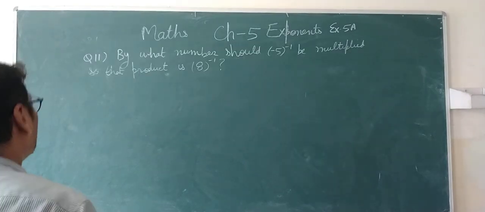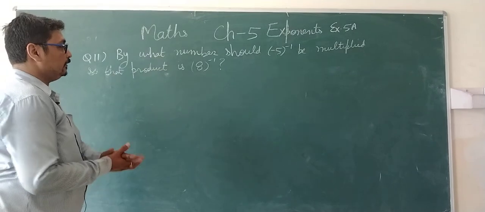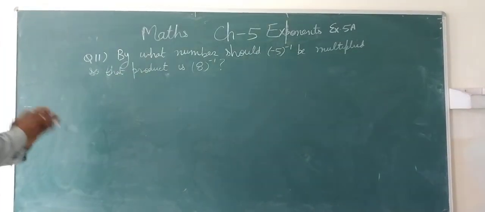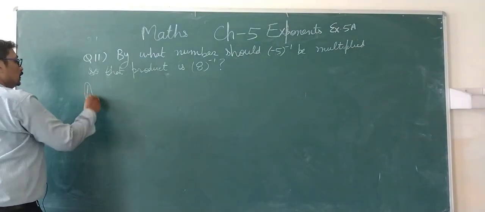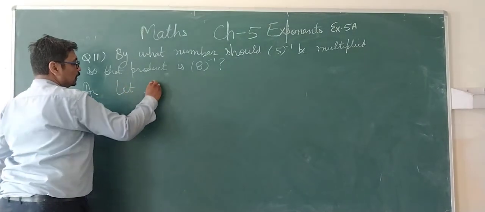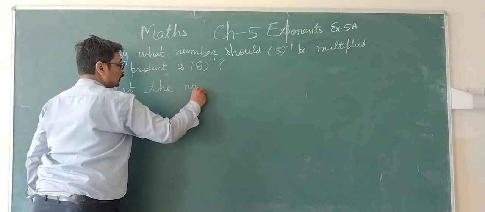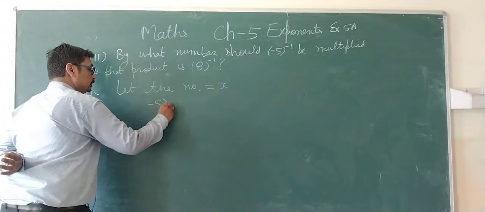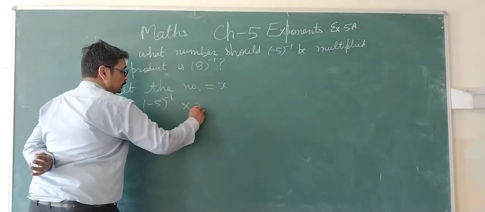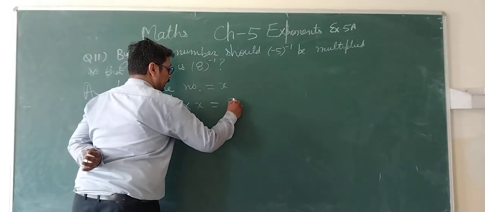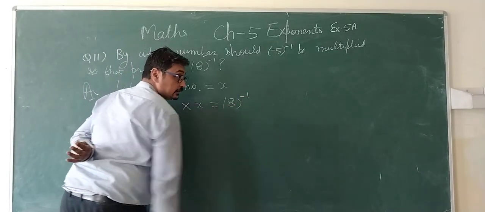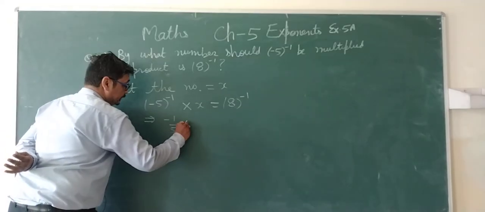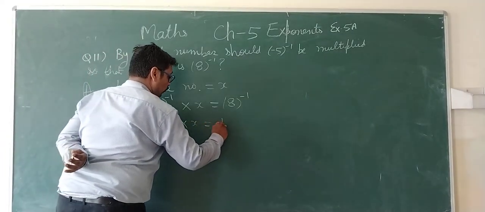Question number 11. By what number should (−5)^(−1) be multiplied so that the product is 8^(−1)? Let the number be x. So we can say (−5)^(−1) × x = 8^(−1). It can be written as (−1/5) × x = 1/8.